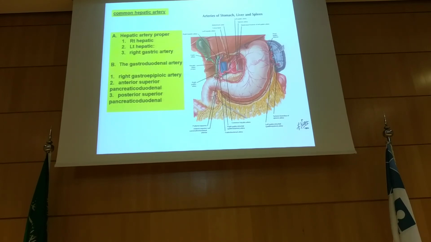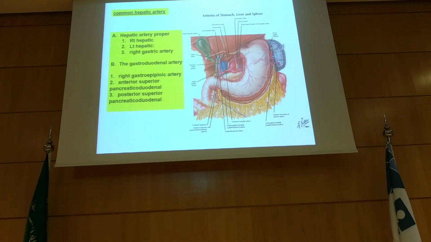So the common hepatic divides into the hepatic artery proper and the gastroduodenal going down. From the hepatic artery proper we have the left and the right hepatic and the right gastric. Now what happens if you were to remove the stomach for any reason, cancer or whatever? What are the arteries that you need to ligate?